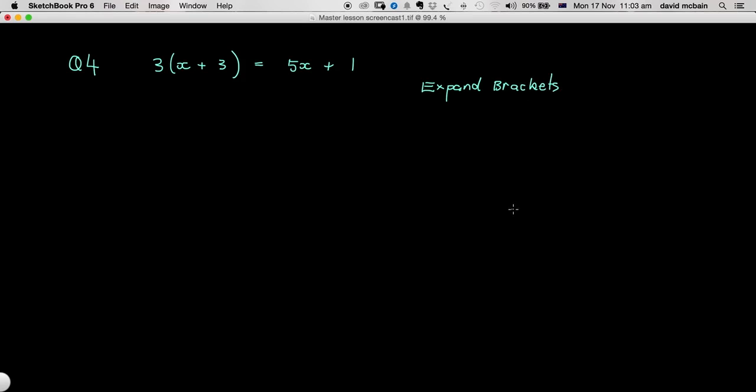And so 3 times x is 3x, and 3 times positive 3 is 9. So now we've expanded our brackets. Now we can treat this just like we did the previous example. We get the x's on one side and the numbers on the other. So I'm going to move the 3x to the right, and we're going to move our positive 1 to the left.